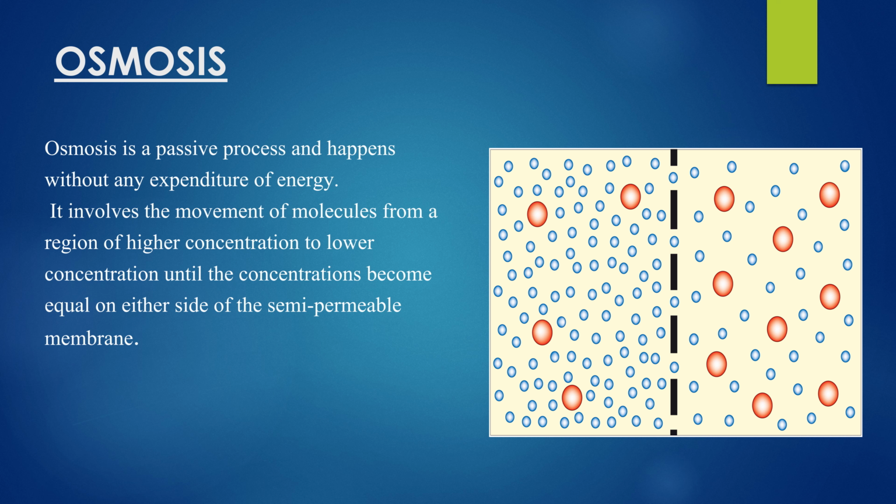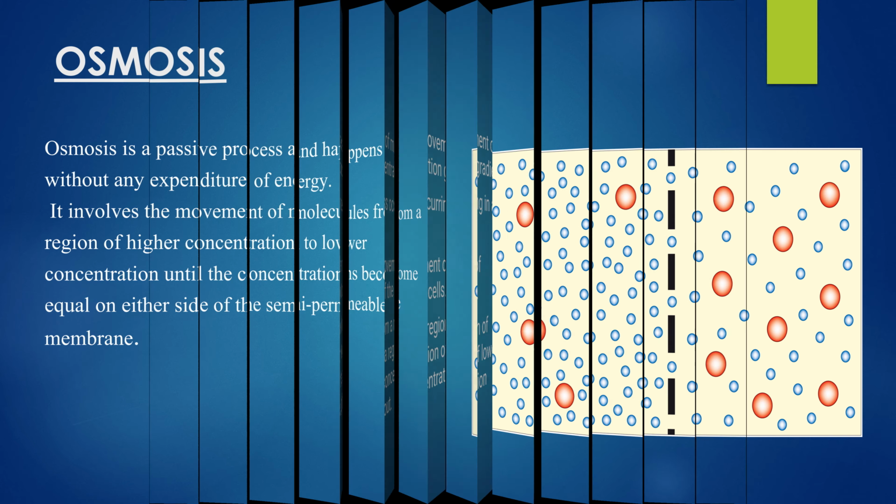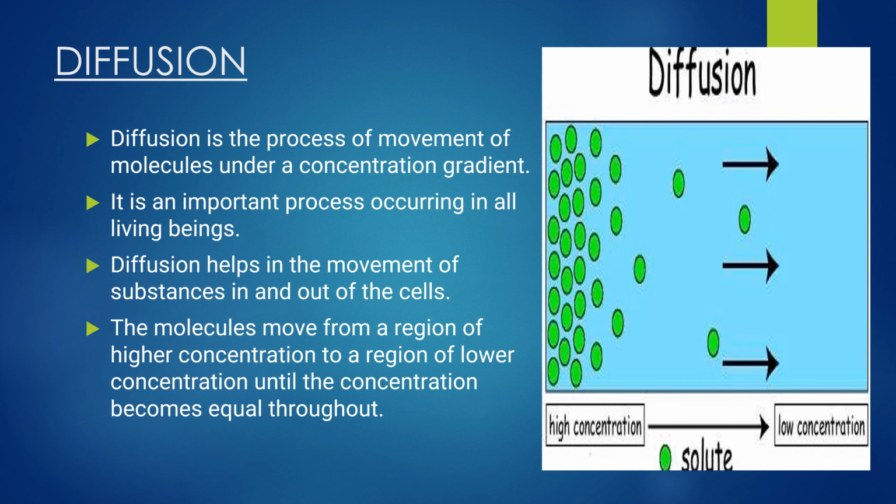Now the next thing that I'm going to explain to you is diffusion. Most minerals needed by the plant are dissolved in the water in the soil. Some of these are calcium, potassium, magnesium and nitrogen. The absorption of these minerals by the root takes place by two processes. The first one is diffusion and the second one is active transport. Now let's take up diffusion first.